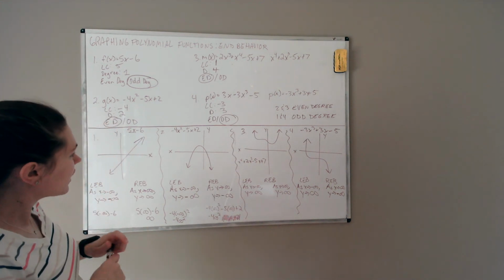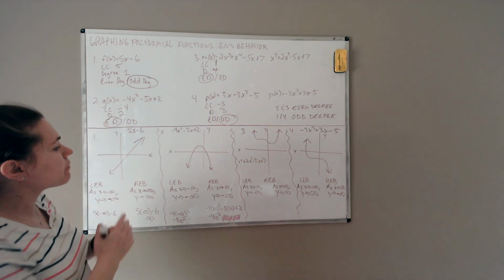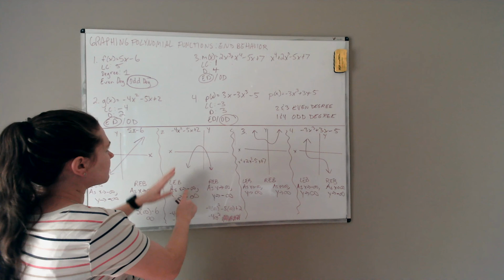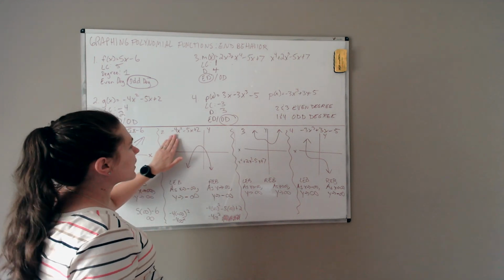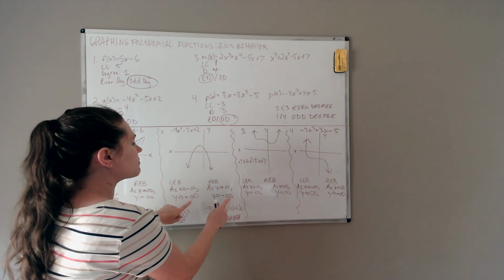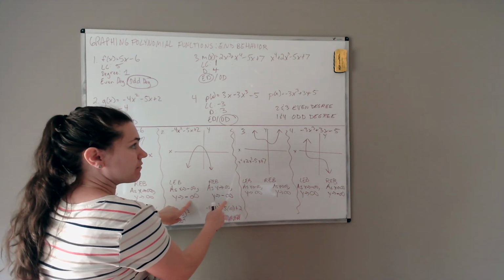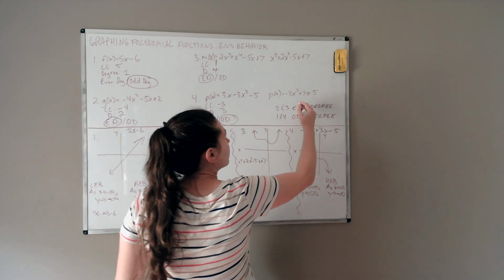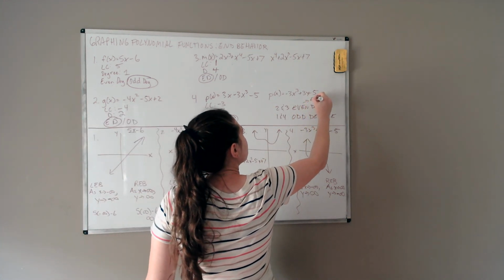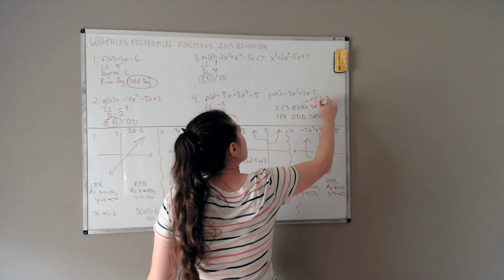However, in number 2, I'm taking positive infinity and negative infinity and I'm squaring it. So it's going to be positive. But then I'm multiplying it by negative 4. So both end behaviors will be negative. So if you have an even degree polynomial, the end behaviors go in the same direction.